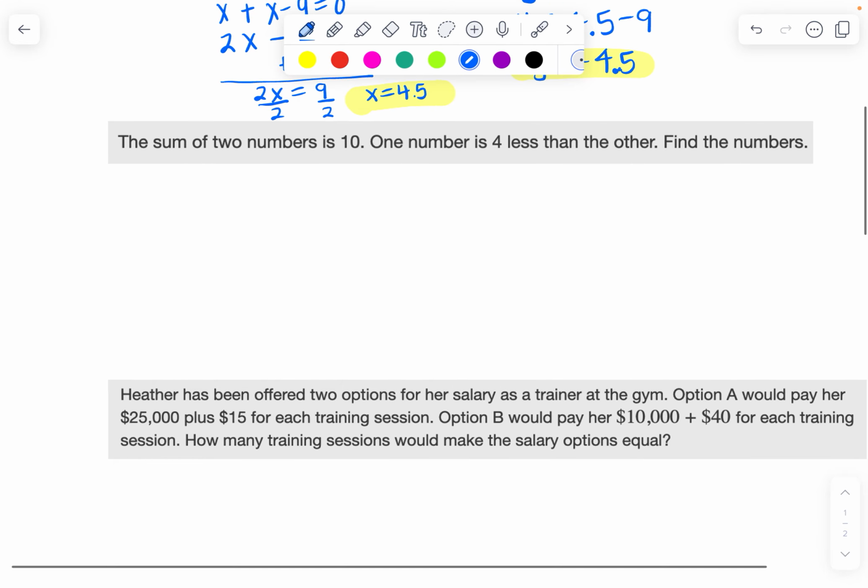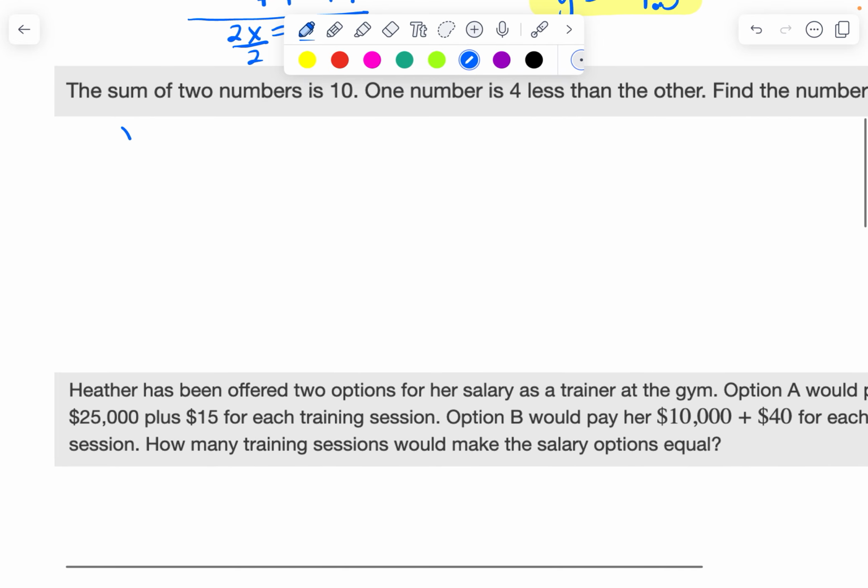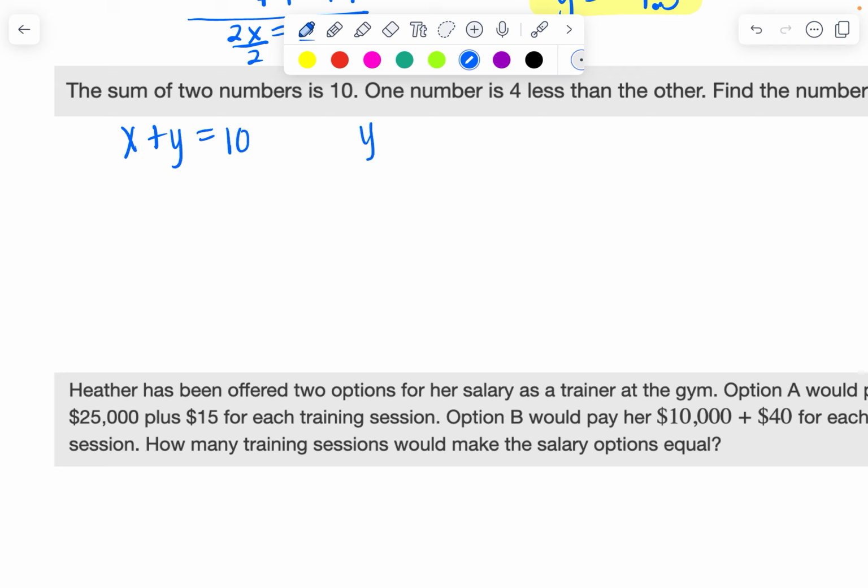So get another one here. The sum of two numbers is 10. So x plus y is 10. One number is 4 less than the other. So I'm going to say y is x take away 4. Again, I'll do this by substitution. I can take my y in my first equation and replace it with an x minus 4. So x plus x minus 4 is 10.